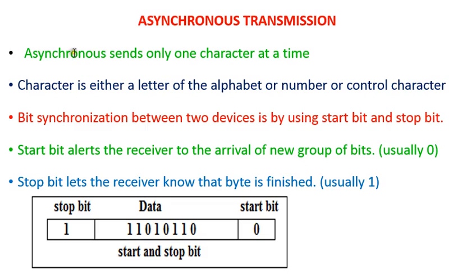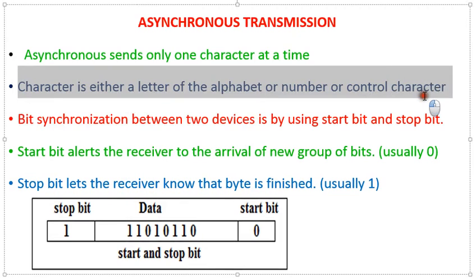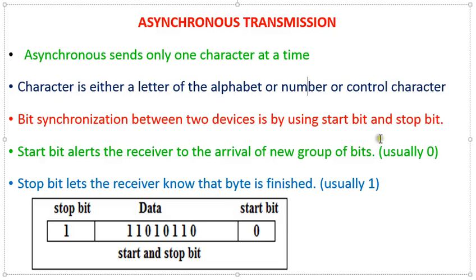This asynchronous transmission type sends only one character at a time. If you can remember, I told you these characters are encoded in what we call a byte, and each byte is equivalent to 8 bits, that is a series of zeros and ones. 8 of them will give you 1 byte. So this character we are talking about can be a letter of the alphabet, uppercase or small case, and also it can be a number like 1, like 0, like 9, like anything.